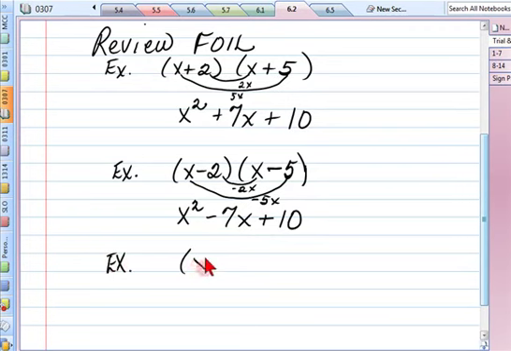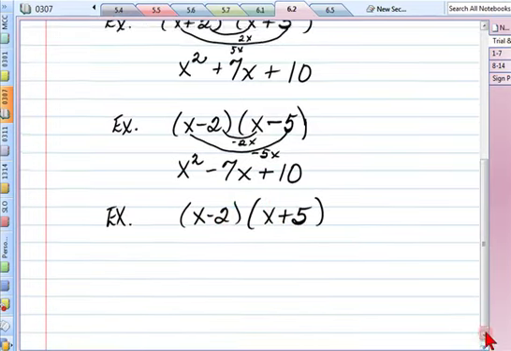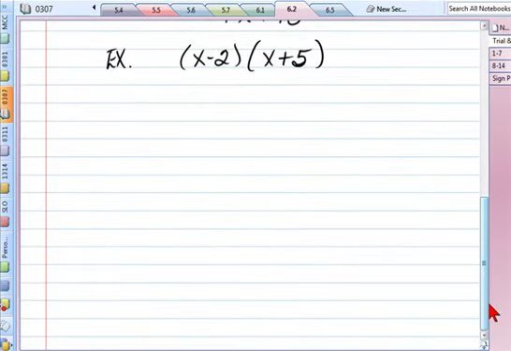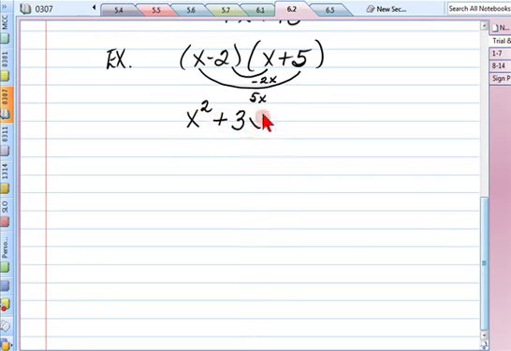Let's suppose I have x minus 2 times x plus 5. This time I have 1 positive and 1 negative. What's the product of the first? X squared. The outer product is positive 5x, but the inner product is negative 2x. Because the outers and inners have different signs, when I say I'm going to add those, I really end up subtracting them and keeping the sign of the bigger one. So I'm going to have plus 3x. Then what's the product of the last? It's going to be negative 10. Because one of my outers was positive and my inner was negative, I ended up taking the difference.